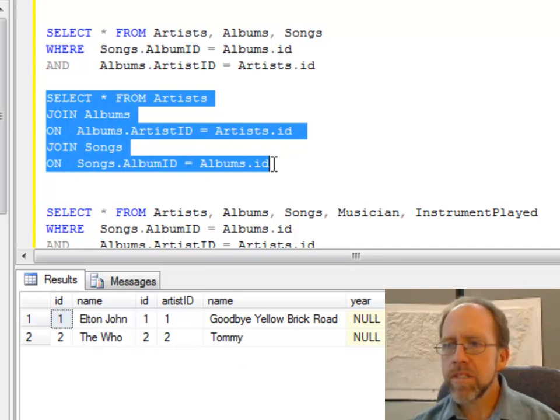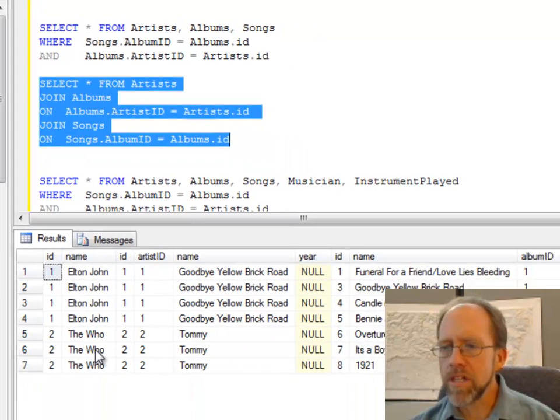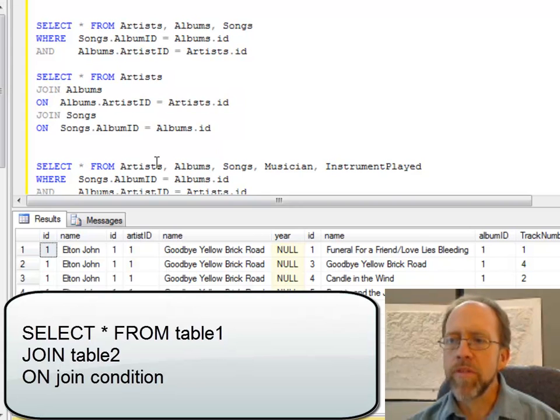And now if I go to the songs, go one level deeper. I can see the Elton John with the songs, the Who with the songs that I had for those. And again, I'm back to the equivalent query, 7 entries. Okay, each individual song showing the album that goes with this.